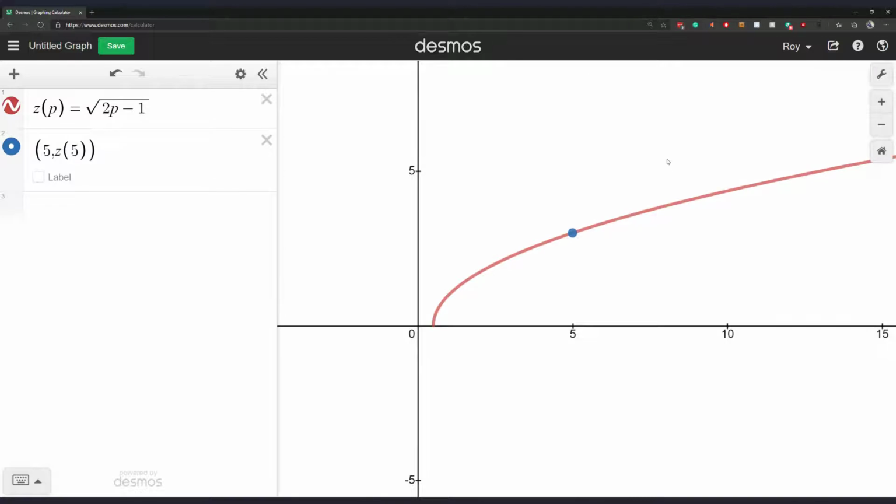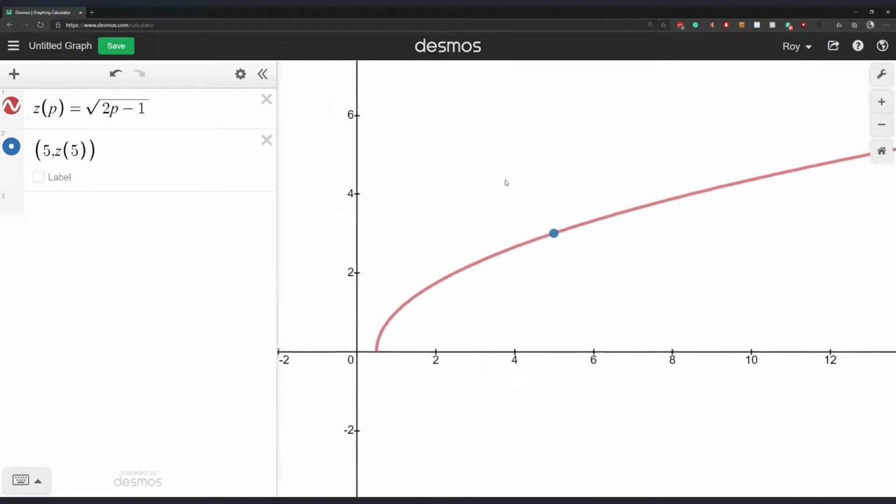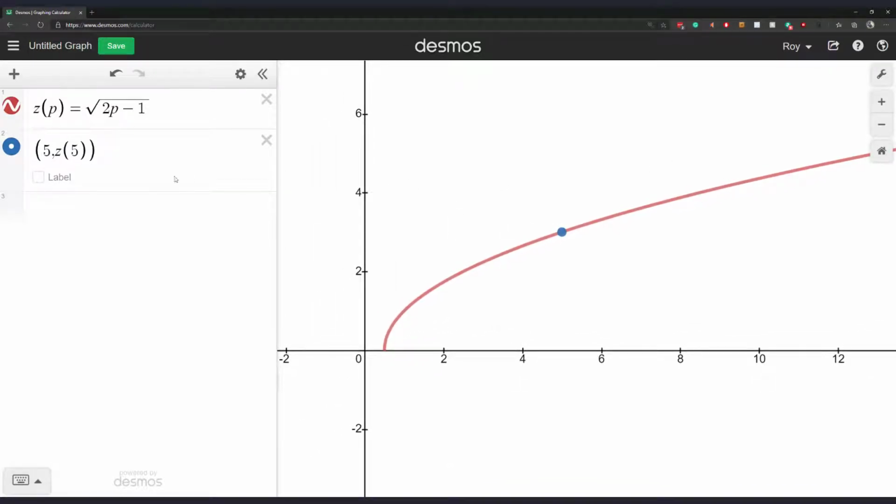Let's turn off the grid and put it in projector mode. That way it's a little bit easier to see what I'm doing here. Now I'd like to create a second point. And the second point is going to be a slight wiggle away from this point 5, z of 5. So let's go ahead and create that point. The x value will be 5 plus h, and the y value will be z of 5 plus h. And it asked me to add a slider. I'm totally going to do that.